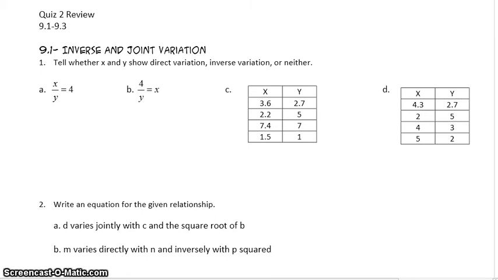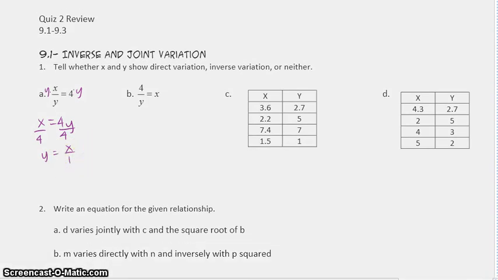Number 1, tell whether x and y show direct variation, inverse variation, or neither. For this first one, or for any of these, when we're given the equation, we need to first get y by itself. That'll help us to see more clearly whether it's inverse or direct or neither. To do that, we multiply both sides by y. So this becomes xy, or x equals 4y. Then divide both sides by 4 to get y equals x over 4.